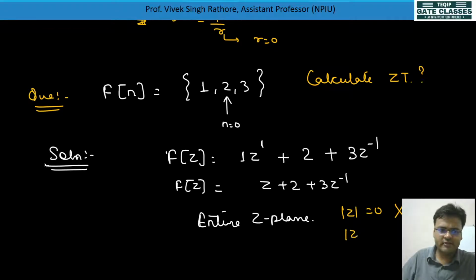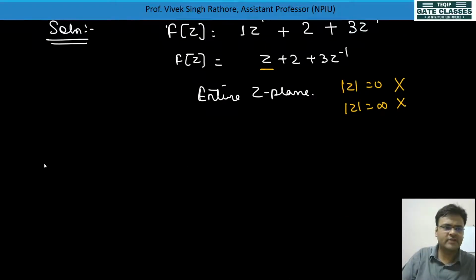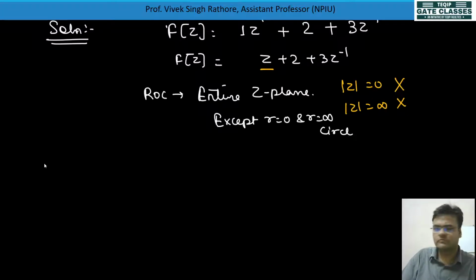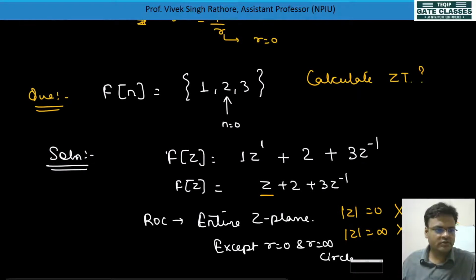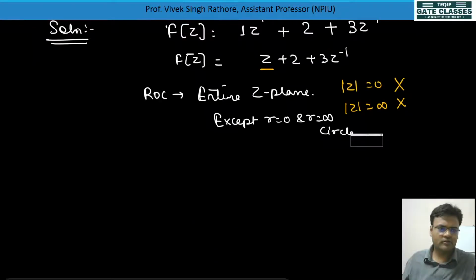If mod z is equal to infinity, for this value it will also go to infinity, so this value is also not satisfied. So we can write that its ROC is the entire z plane except r equal to 0 and r equal to infinity circle. Okay, so you can understand all of this from this question.